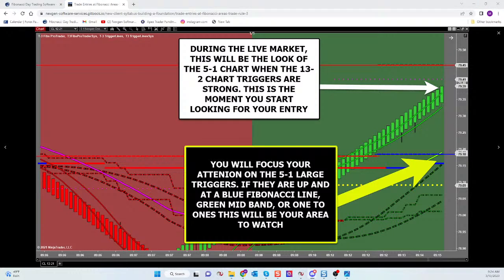High probability trend trades always originate from an area. Those areas can be fibs, they can be mid-bands, or it can be one-to-ones. It can be any combination of the three. It could be one on its own. But I'm looking for fibs, mid-bands, and one-to-ones that are going to fall inside of favorable large triggers.